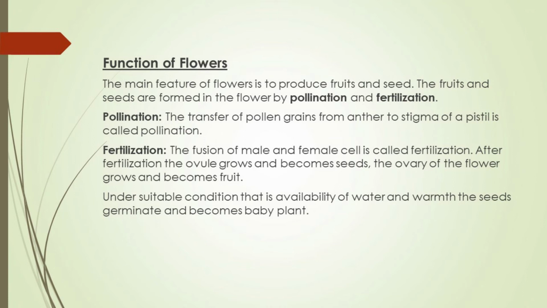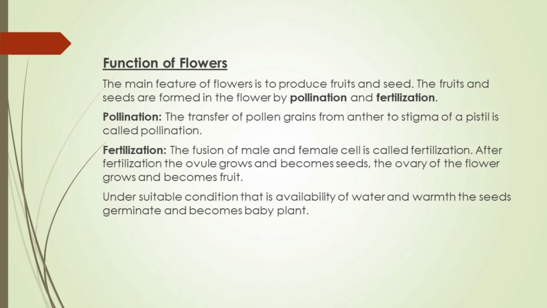Now pollination. What is pollination? The transfer of pollen grains from the anther, that is the male reproductive part, to the stigma of a pistil is called pollination. You must have studied in 4th and 5th standard that pollination happens due to wasps and butterflies. When they sit on a flower to suck honey, the pollen sticks to their body, and when they go to a different flower, the pollen grains are received by the stigma of the other flower. So this is pollination.